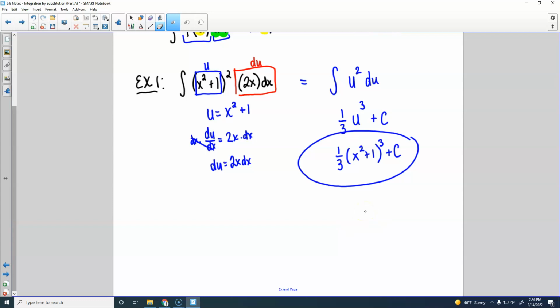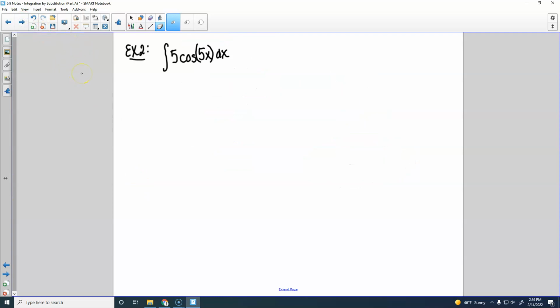What I just wrote in red, I was just taking the derivative to see if I got what I started with. Because we've integrated here, so to go back to the original problem, we take the derivative to see if we got what we started with. All right, let's try another one.